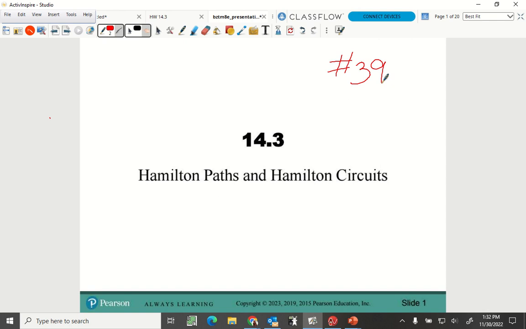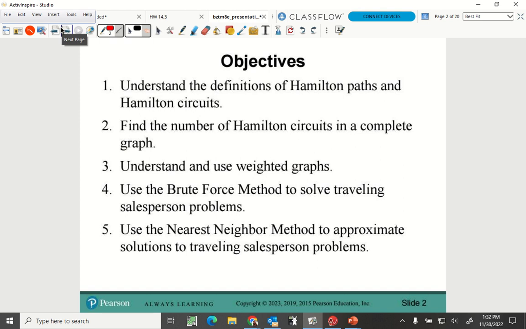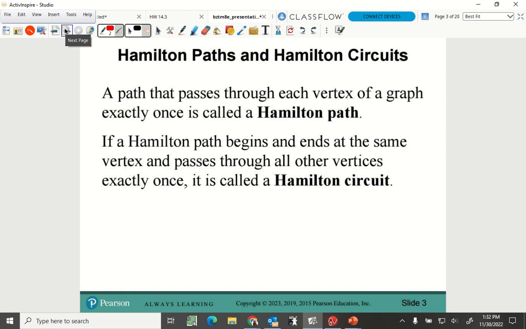So right here, Hamilton paths, Hamilton circuits. We're going to go through and map those here in a moment. Okay, here it is. A path that passes through each vertex exactly once is called a Hamilton path. Hamilton has to do with vertices, where Euler is the edges of a graph.